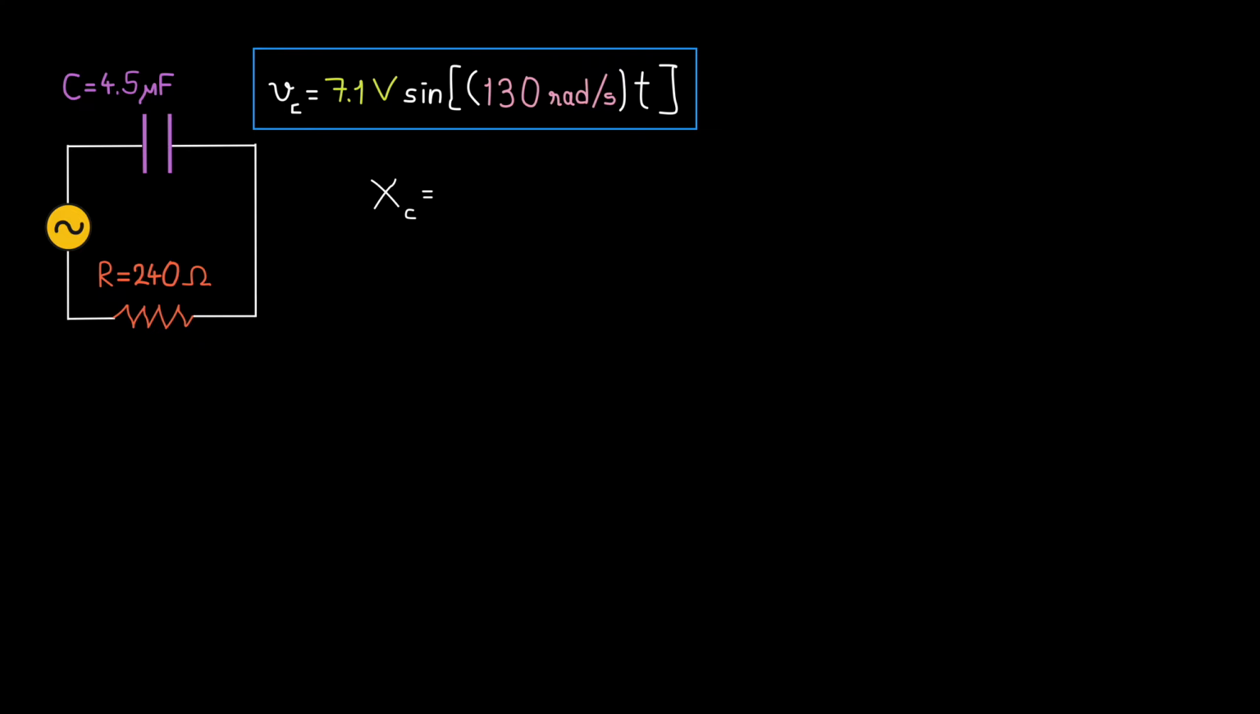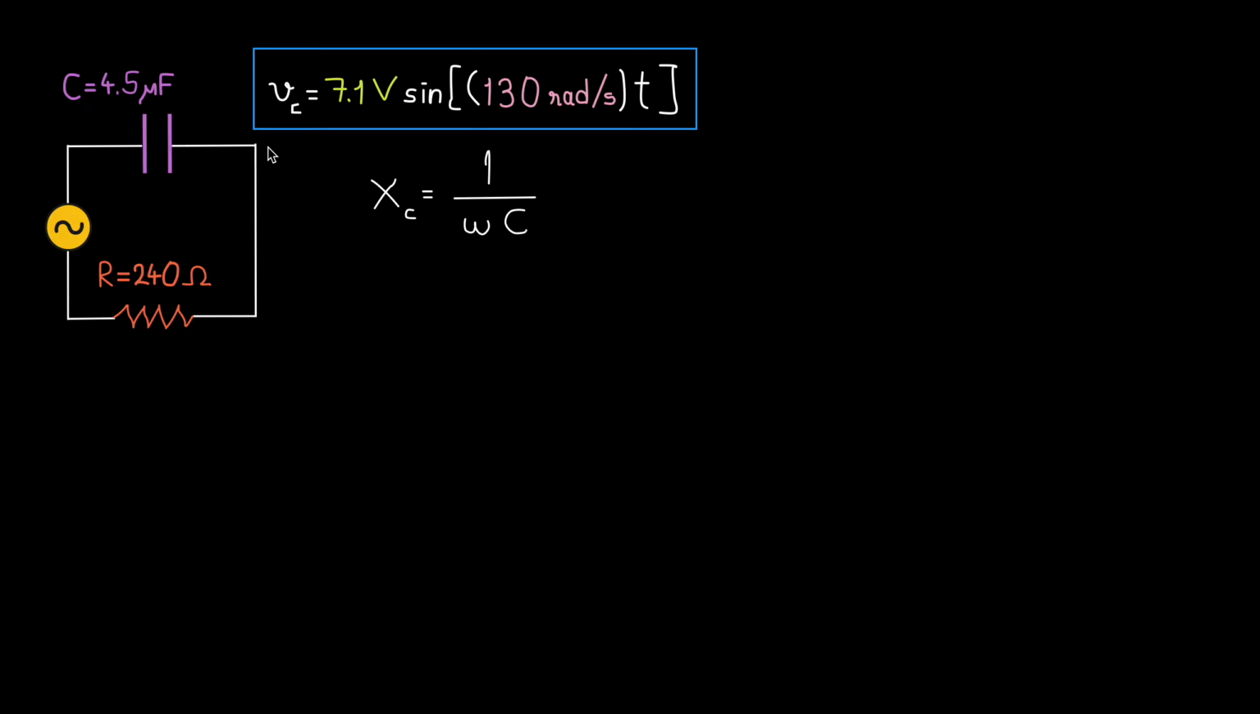Let's apply the formula. The capacitive reactance X sub C is equal to 1 over omega times C. Omega is the angular frequency of the AC source, and C is the capacitance of the capacitor, which is given. Now, how do we determine omega?